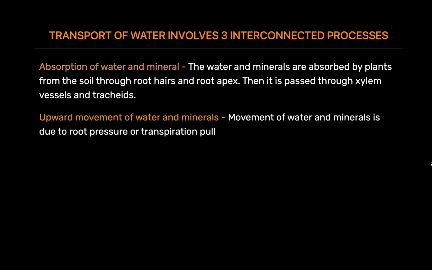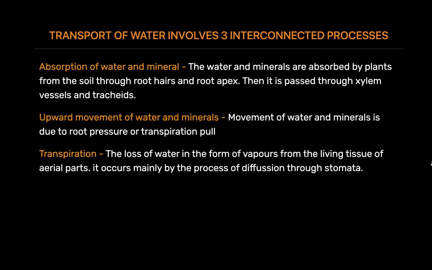Upward movement of water and minerals. Movement of water and minerals is due to root pressure, that is, the root absorbs water and exerts a pressure which pushes the water upward, or transpiration pull, that is, transpiration pull generated in leaves pulls the water column filled in xylem vessels and tracheids. Transpiration, that is, loss of water in the form of vapors from the living tissue of aerial parts. It occurs mainly by the process of diffusion through stomata.